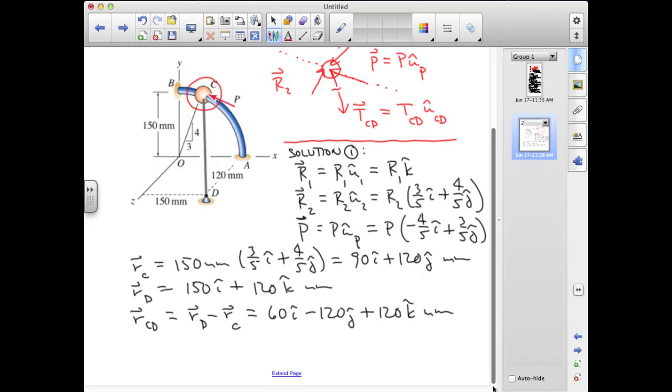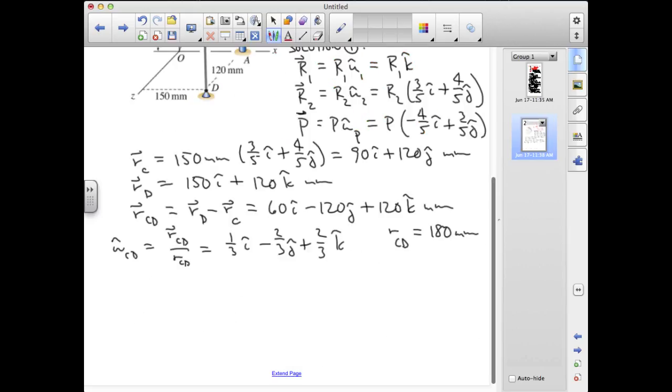So this is one of these position vectors that has a magnitude that works out very nicely. The magnitude of RCD turns out to be 180 millimeters. And so that gives us a unit vector that points in the direction from C to D that's equal to 1/3 I minus 2/3 J plus 2/3 K.